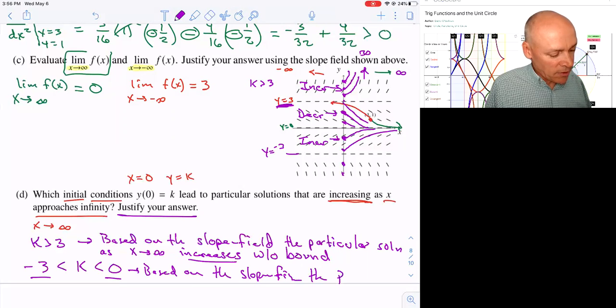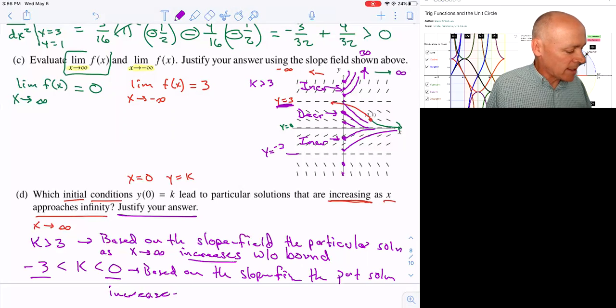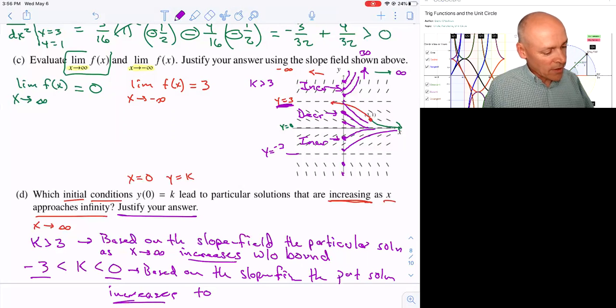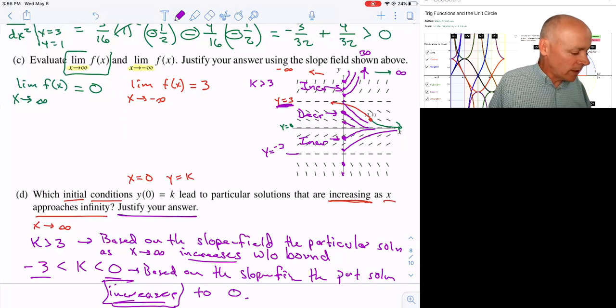The particular solution increases, again, that's the key, increases to, it's going to increase basically to a value of 0. Okay, but it would still increase. Both of those increase. Okay.